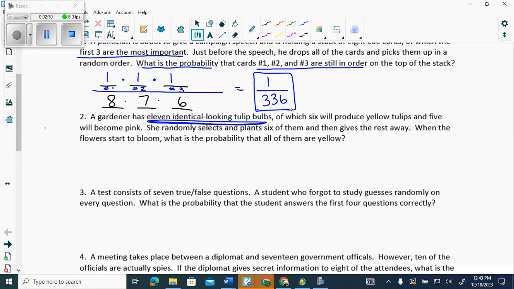All right. Here we have a gardener has 11 identical looking tulip bulbs, of which 6 will produce yellow tulips and 5 will become pink. So 6 will be yellow, 5 will be pink. She randomly selects and plants 6 of them and then gives the rest away. When the flowers start to bloom, what is the probability that all of them are yellow? Does this say anything about planting them in a row so you can see them? Anything like that? Are we ordering these? Does it say I'm arranging them? Anything like that? No, so if you're going with blanks, you're telling it has order, right?